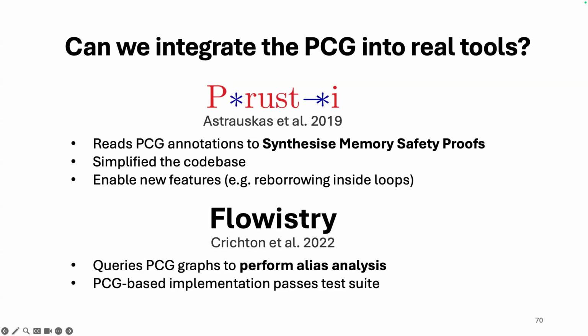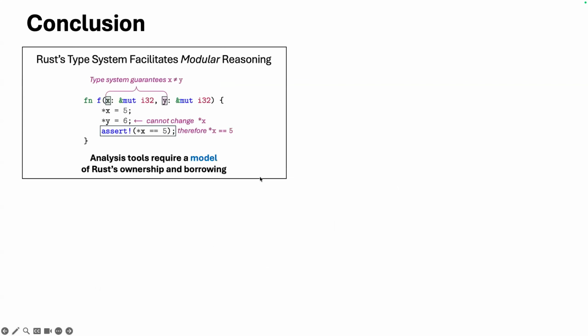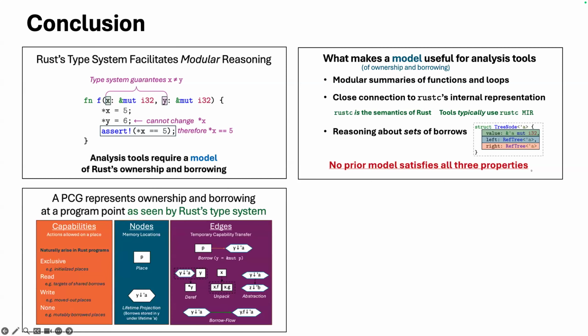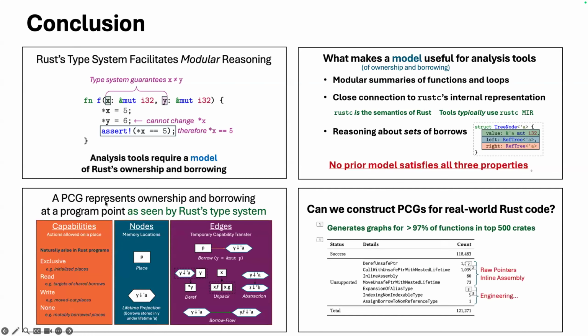All right. So to conclude, I mentioned earlier that these models of Rust ownership and borrowing are necessary for analysis tools. That there's a gap previously in the space of models for the purpose of verification and analysis tools based on these three different criteria. I introduced the PCG model and talked a bit about some of our real-world experience and evaluation.